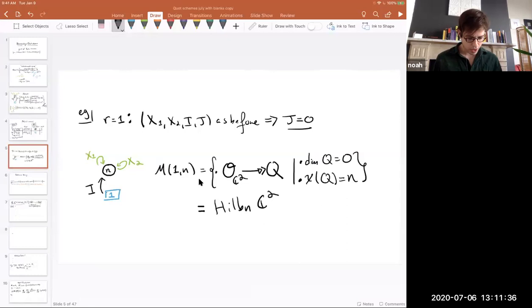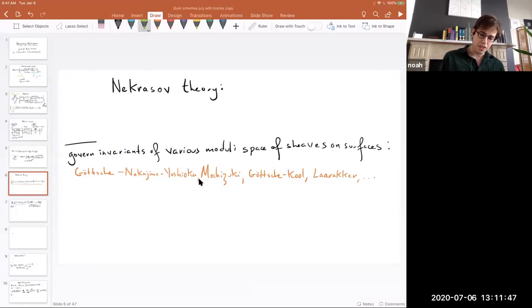And so these results on quot schemes, it may be interesting for this audience to situate them in the more general context of Nekrasov theory. And so in a line, what is that? That's just equivariant integration with respect to this torus I wrote down over these moduli spaces.